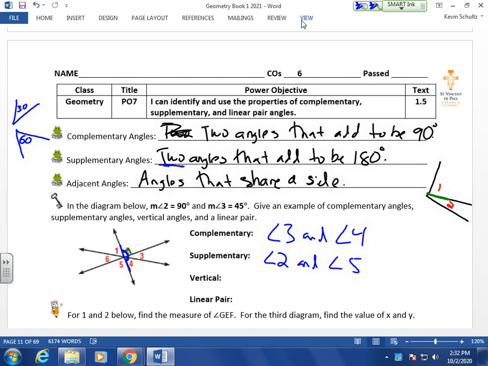Alan? Vertical angles. Just for kicks, what's another pair of vertical angles other than 2 and 5 that we have here? Just for a little bit of variety. Yeah. 1 and 4 would be another option. They are opposite each other at that vertex. What else do we have? What's the third pair? 3 and 6. Okay. The last thing I ask you is for a linear pair.